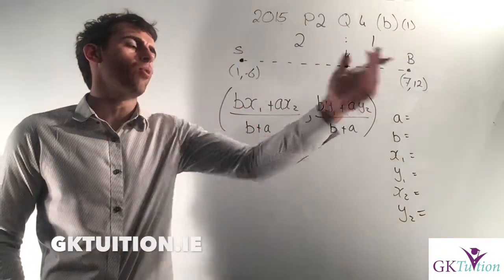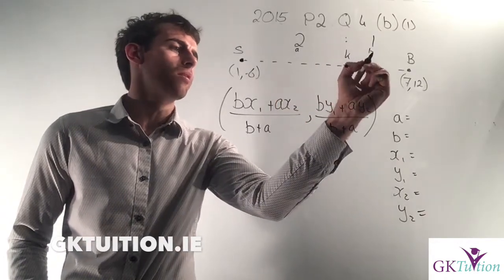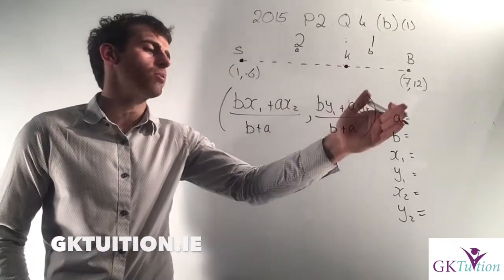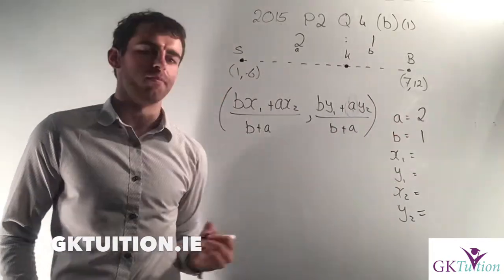So I always set my question up like this. I'm going to call 2 my A and 1 my B. So my ratio, I'm dividing it in a ratio of 2 is to 1. So I'm going to call A is 2 and B is 1.